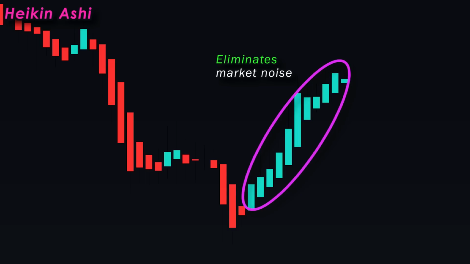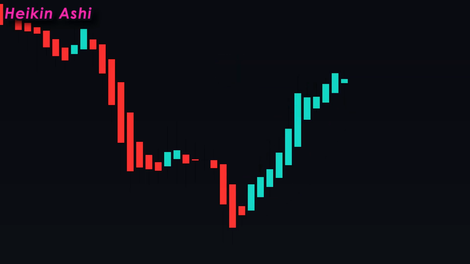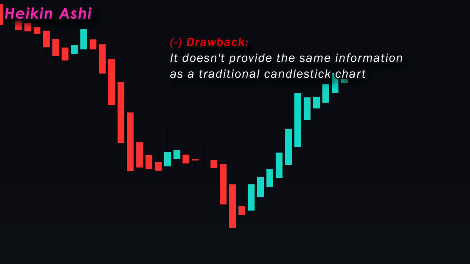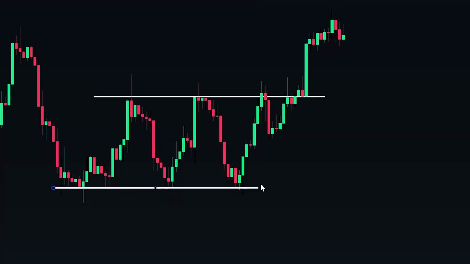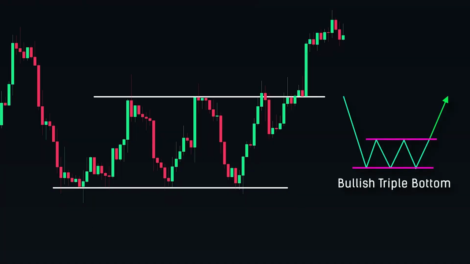However, as with any technical indicator, the Heiken Ashi has a couple of drawbacks, and one of the main drawbacks is that it doesn't provide the same information as a traditional candlestick chart. The reason is because the indicator only displays the smoothed out version of the price, not the real price. And this may restrict a trader's ability to perform certain types of analysis, such as identifying chart patterns or finding key support and resistance levels, because we would need to see the real price in order to do that.